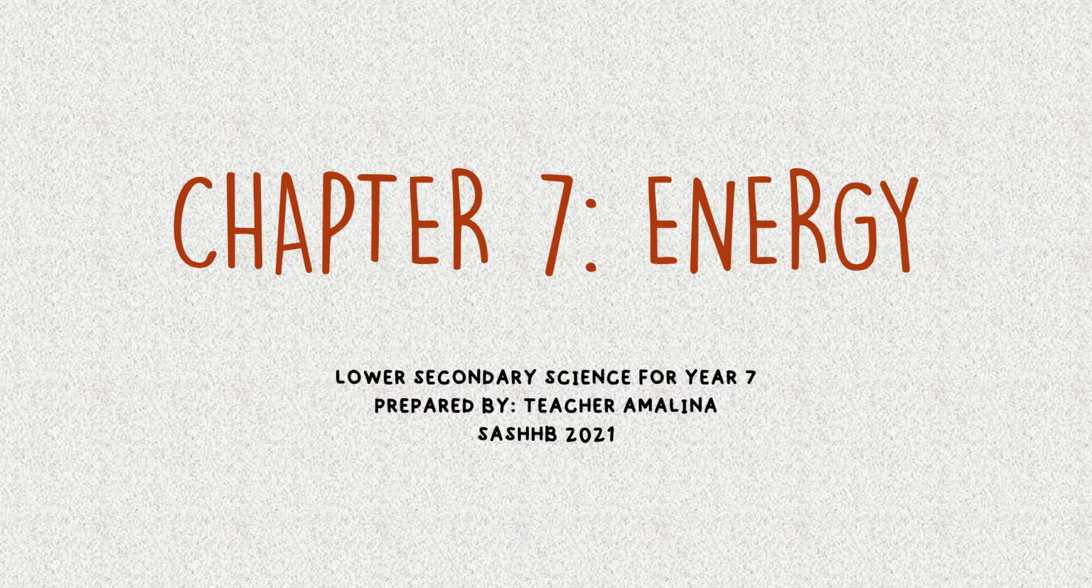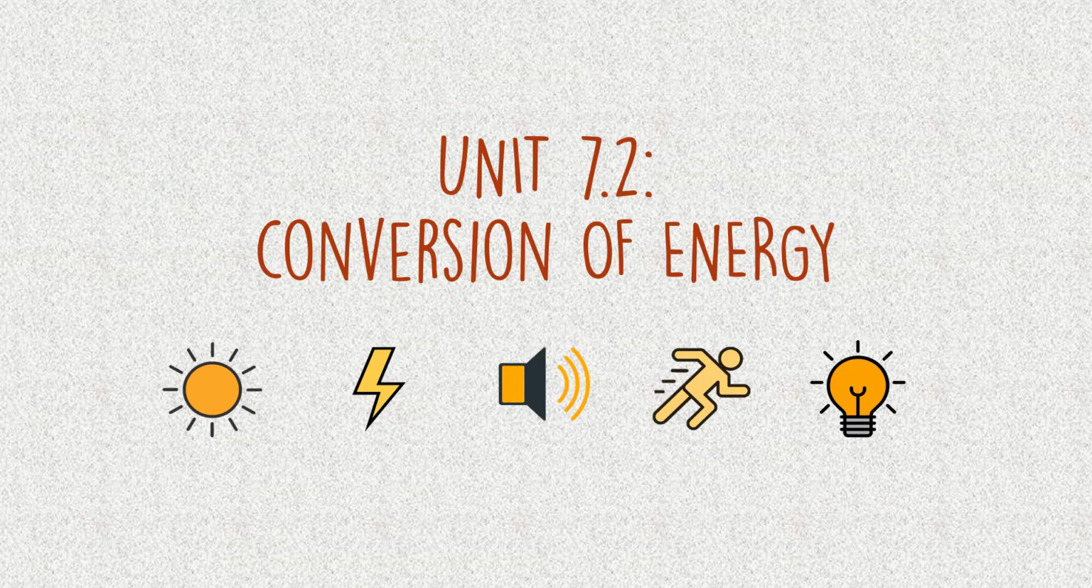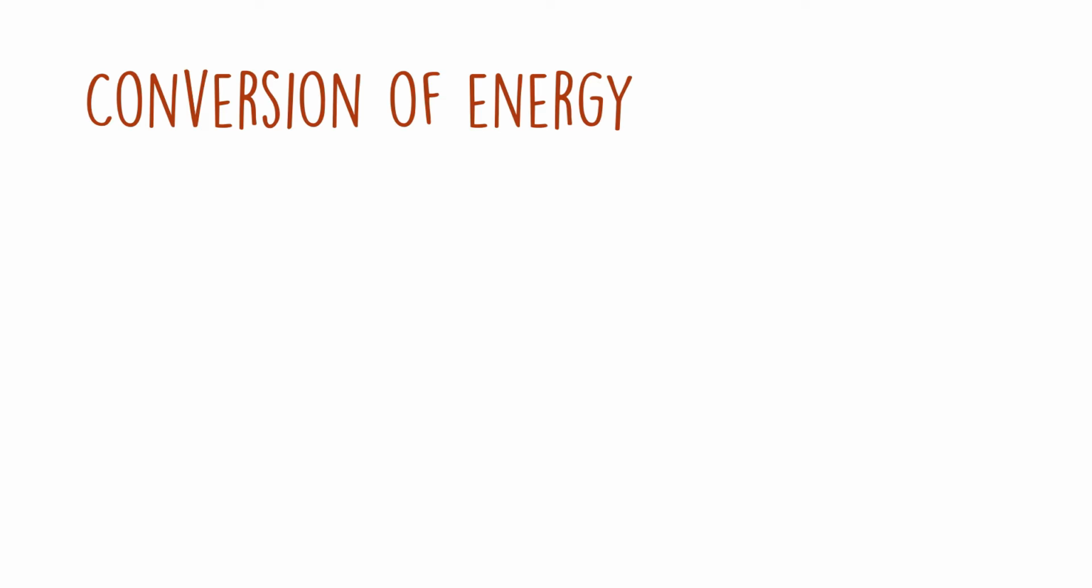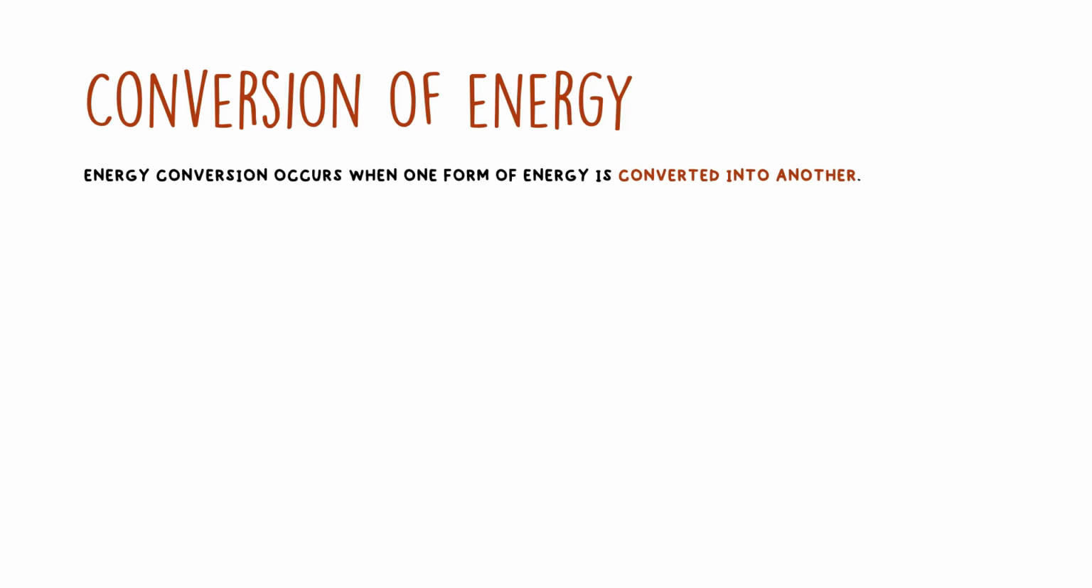Today we are going to continue with part 2 of chapter 7, Energy. Energy conversion occurs when one form of energy is converted into another. Let us take a look at some examples.